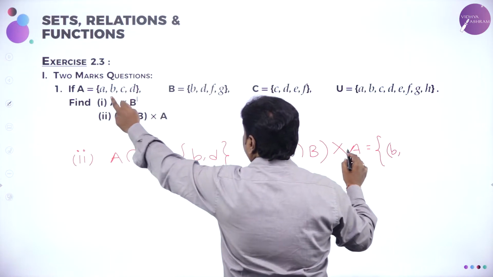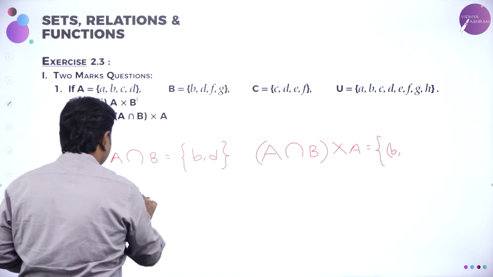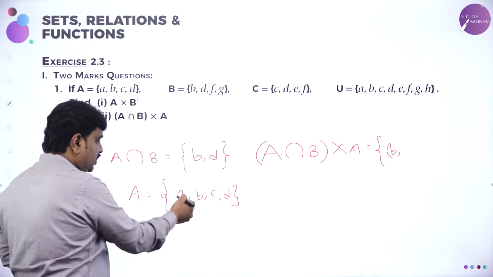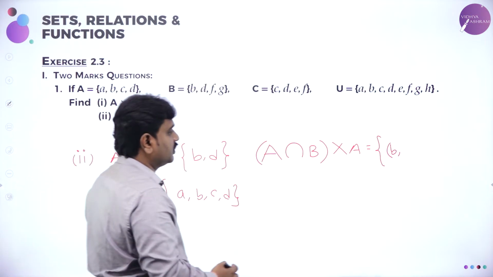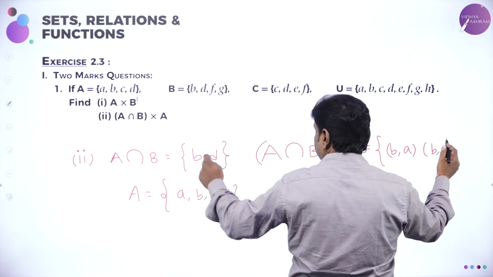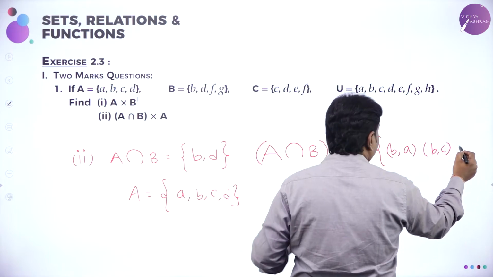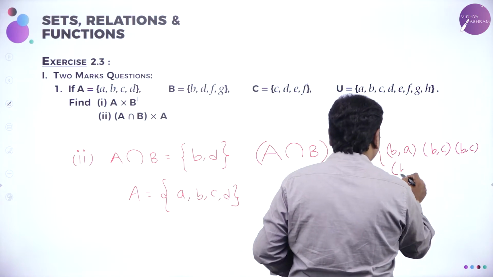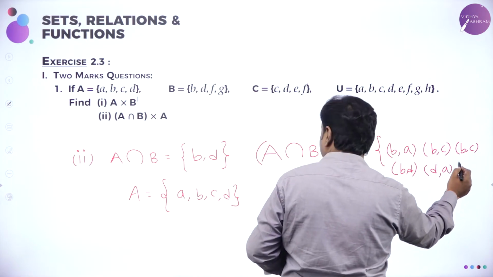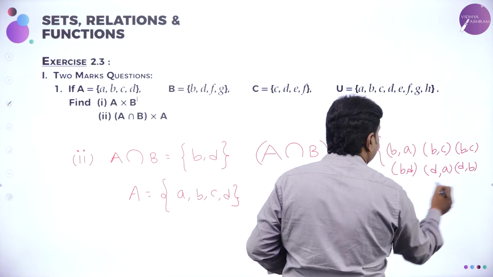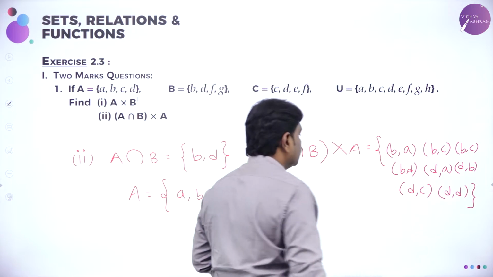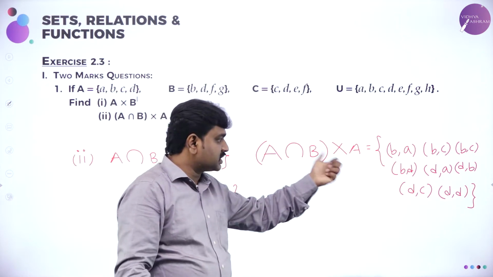I'll club it with A. What is A? Set A, they gave A, B, C, D. So BA, BB, BC, BD, that is B with A, B with B, B with C, B with D. Then similarly DA, DB, DC, and DD. This is A intersection B cross A.